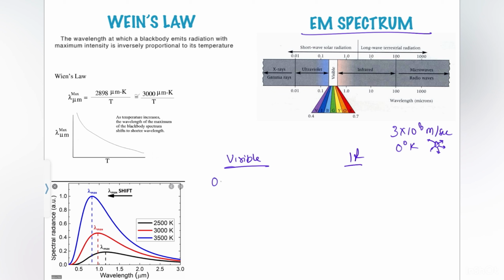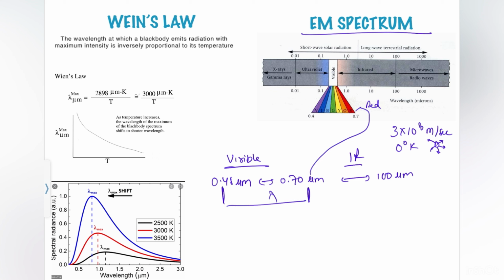The visible range extends from 0.45 micrometer to 0.7 micrometer, and from 0.7 micrometer to 100 micrometer is the IR range. Our visibility is restricted to this wavelength range, where 0.70 micrometer is the red color and 0.45 micrometer is the violet color. Red has the longest wavelength compared to any other color, and that's why it is used for alerting systems. This longer wavelength can be seen from a far distance.